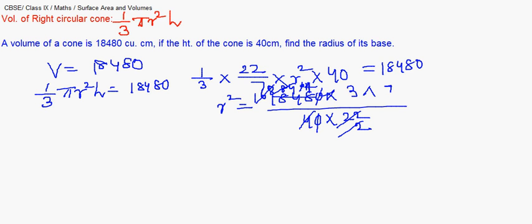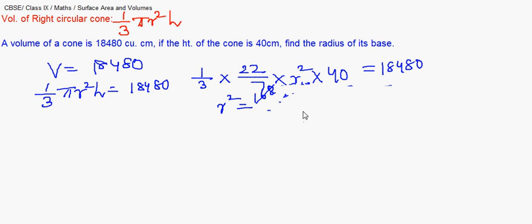Did I make some mistake? Because I'm getting a number which doesn't have a square root. It's not a square number. Let me write it down again. It's quite a bit clumsy there.